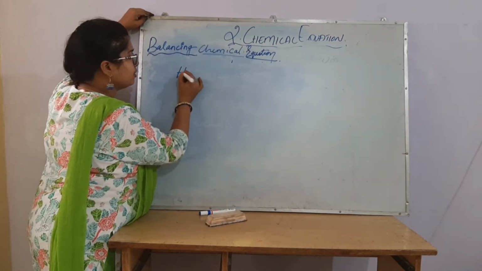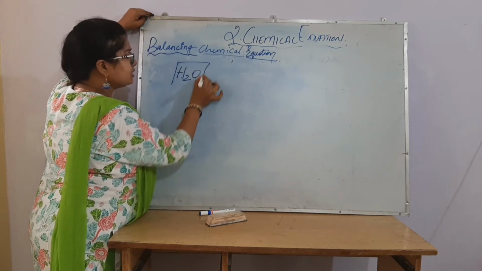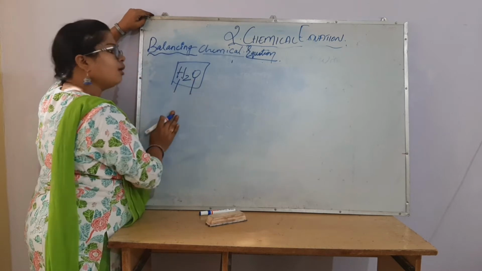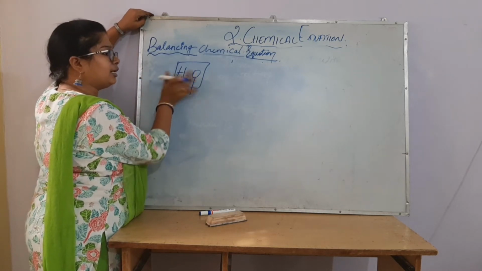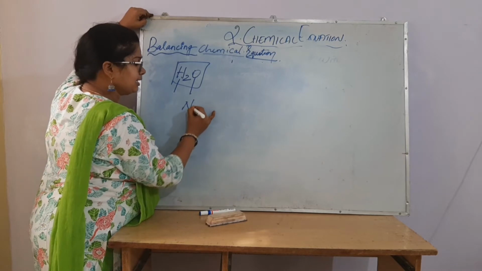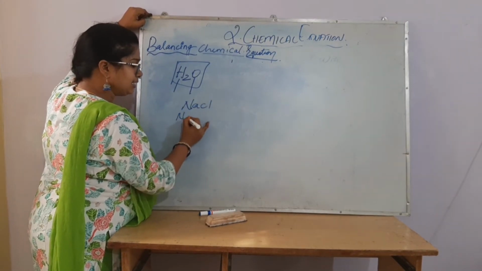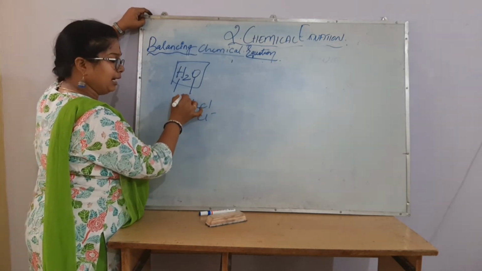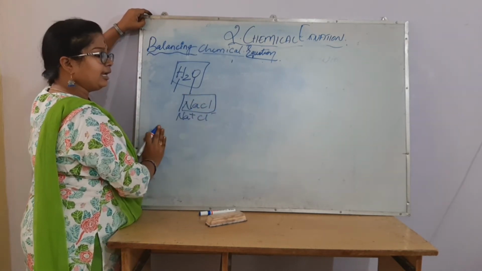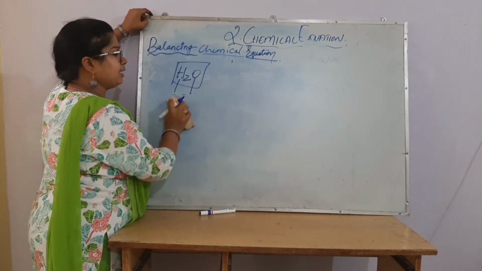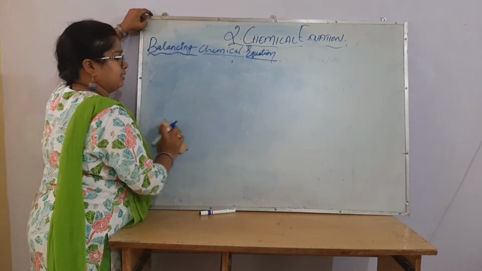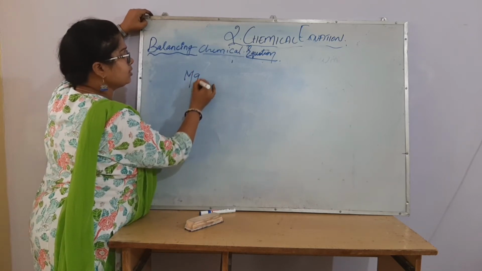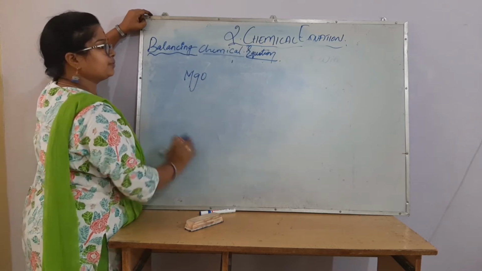And next, H2O is one molecule, isn't it? It means two hydrogen atoms and one oxygen atom combined to form water. Let it be ionic. See, NaCl is there. Na plus, Cl minus, you should not write it. One unit formula, NaCl. And next, magnesium oxide, MgO. Like this you are supposed to write.